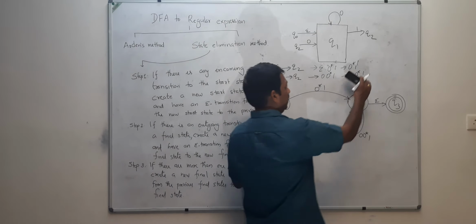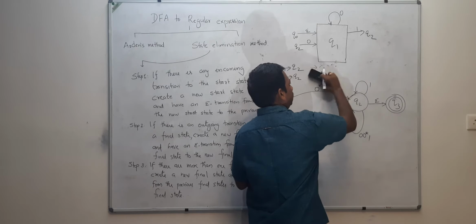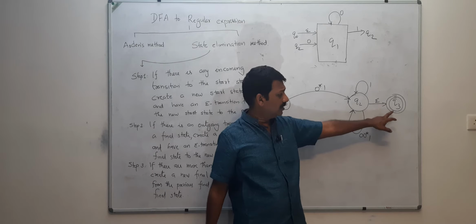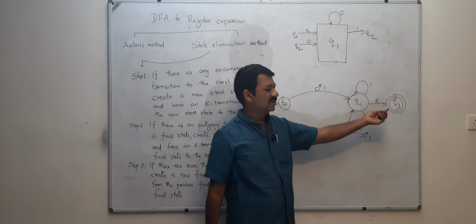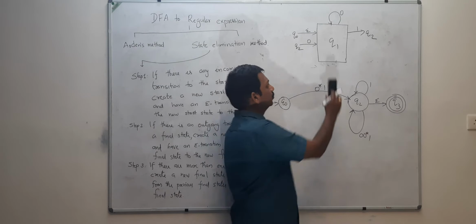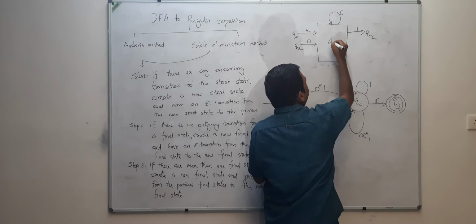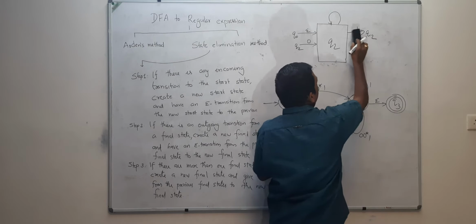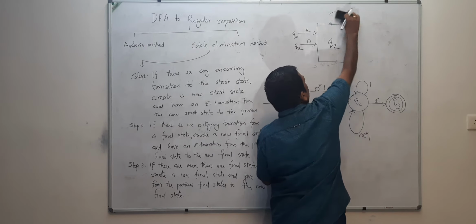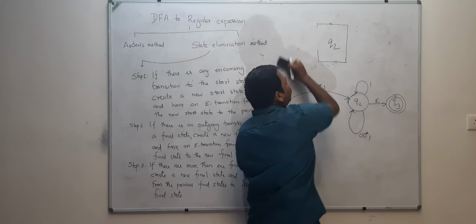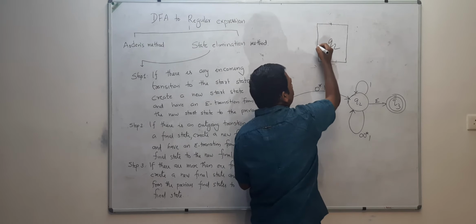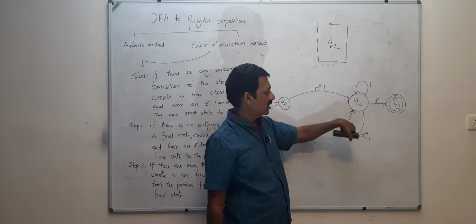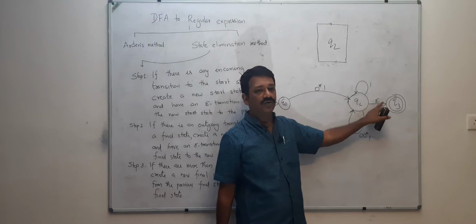Now I am going to eliminate, that means we are not allowed to eliminate the start state as well as the final state, and now I am going to eliminate Q2. Okay, this is Q2. What are the incoming transitions? That means here there are two self loops, one incoming transition, one outgoing transition.